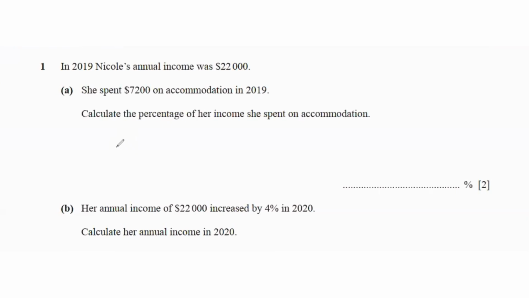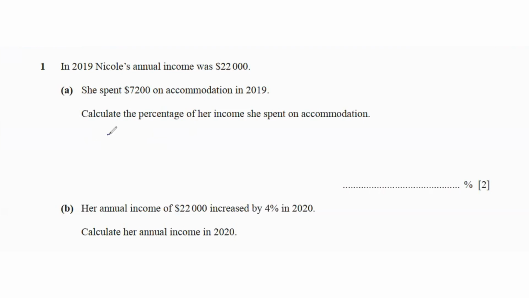In the first question, it says, in 2019, Nicole's annual income was $22,000. She spent $7,200 on accommodation in 2019. Calculate the percentage of her income she spent on accommodation.